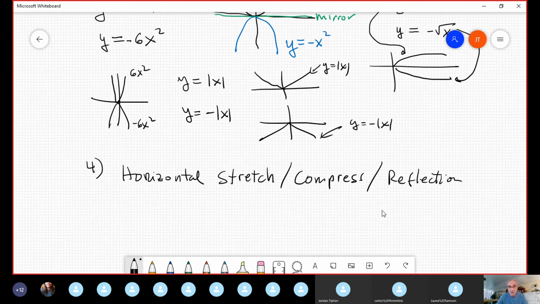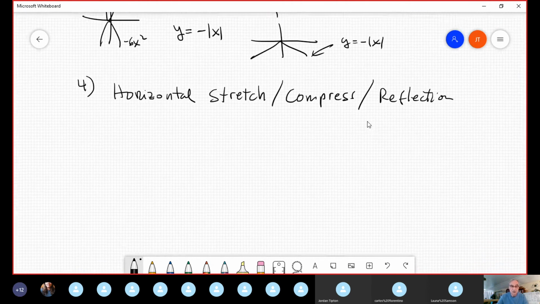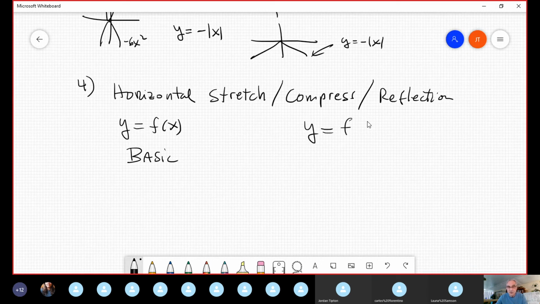But different, completely different because it's horizontal. So we have the basic function, y equal f of x. And the new one after the transformation is you multiply by one number, but inside the parentheses. This is a new one. And remember, when you multiply the number inside, the operation inside is completely opposite.